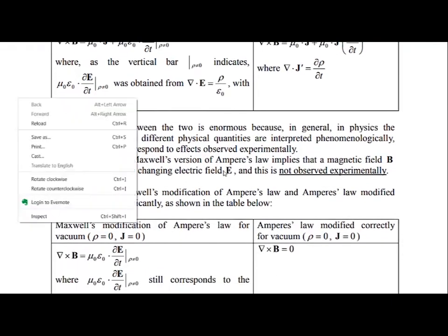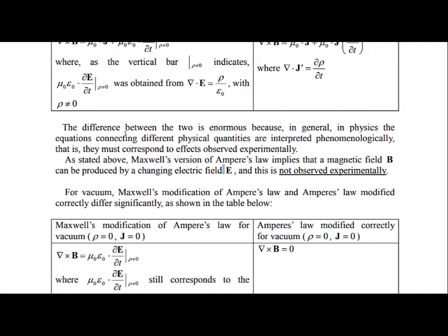The difference between the two is enormous because in general, in physics, the equations connecting different physical quantities are interpreted phenomenologically. That is, they must correspond to effects observed in experiments. I'm going to say that again. They must correspond to effects that are observed in experiments. As stated above, Maxwell's version of Ampere's law implies that a magnetic field can be produced by itself by a changing electric field, which is true, but you can only get a changing electric field if the current density is changing. This has never been observed. A pure electric field has never been observed experimentally unless there are charges present.